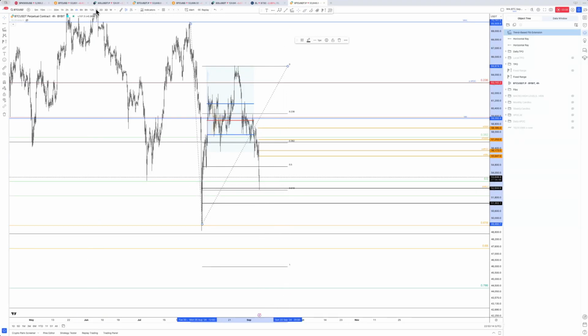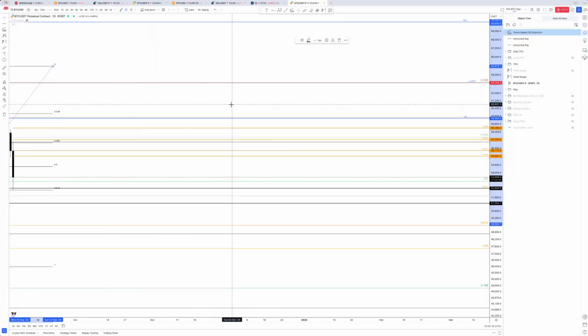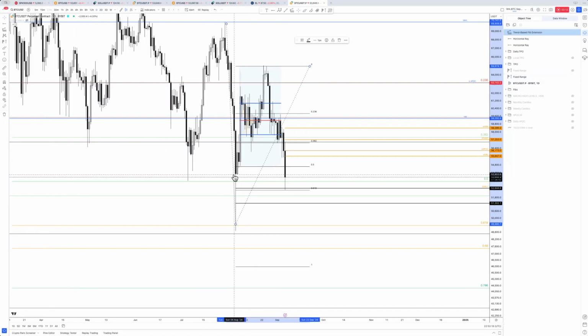If we get our daily chart, that is our daily level there, and we just came below it. So there is no support on the daily. The daily level is above, which is likely to act as resistance.